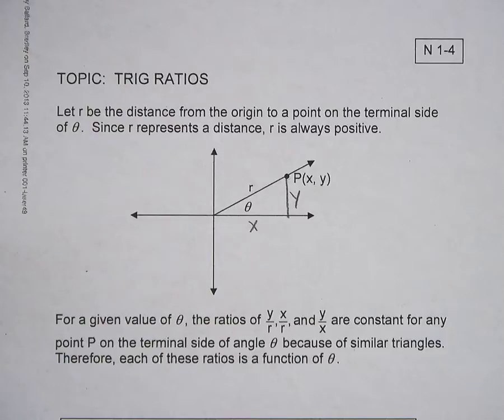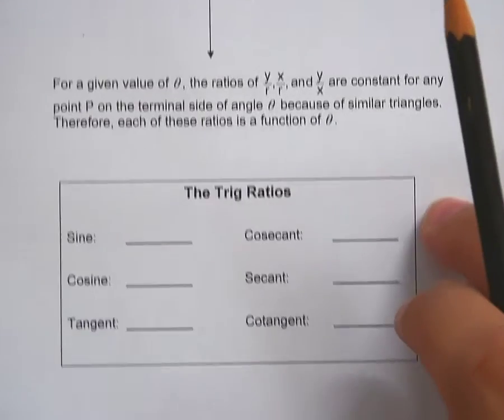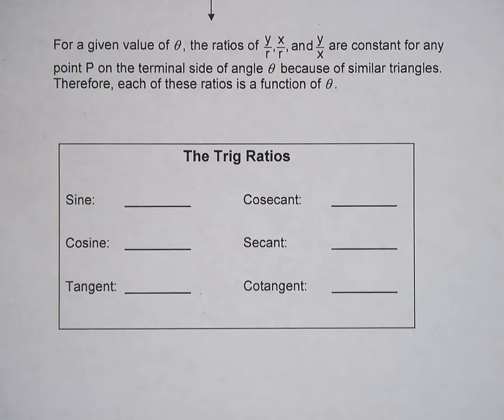So for a given value of theta, the ratios y over r, x over r, and y over x are constant. Remember, that's sine, cosine, and tangent. Remember, trigonometry is the study of the ratio between sides and angles. So the ratios y over r, x over r, and y over x are constant for any point P on the terminal side of angle theta because of similar triangles. Therefore, each of these ratios is a function of theta. So here are your trig ratios.